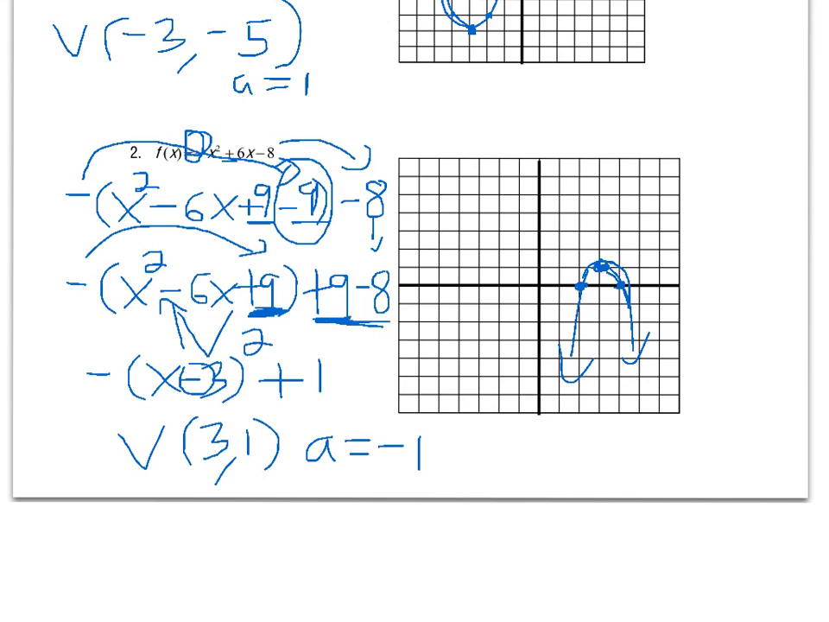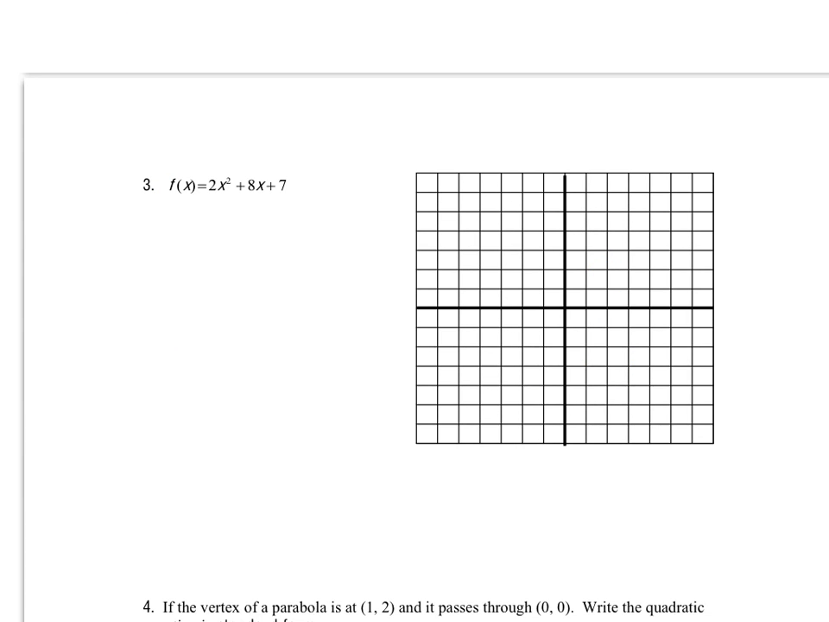Alright, so it might take a little bit of time getting used to completing the square, but that's the whole key. You take half of this middle term and then you square it. Okay, let's go to the next.